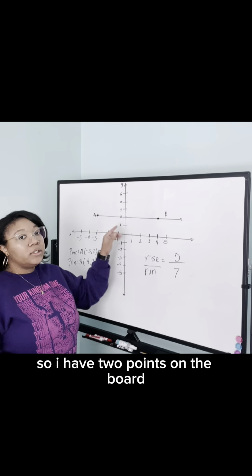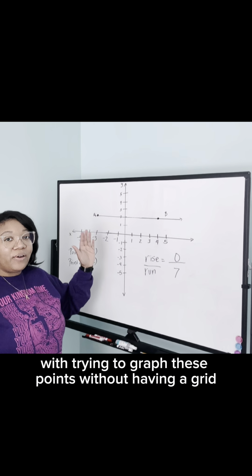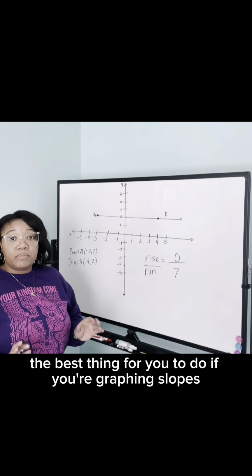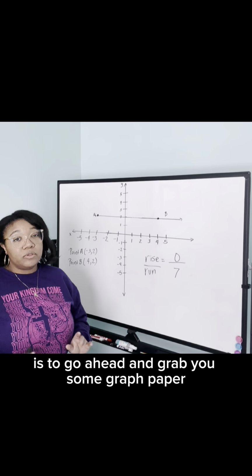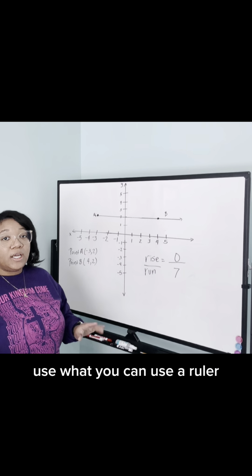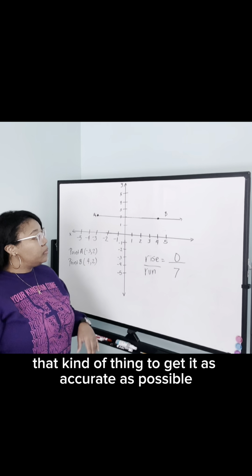So I have 2 points on the board and I did the best I could with trying to graph these points without having a grid. The best thing for you to do if you're graphing slopes or if you're graphing any kind of coordinates is to go ahead and grab you some graph paper, okay? But if you don't have that, use what you can, use a ruler, that kind of thing to get it as accurate as possible, okay?